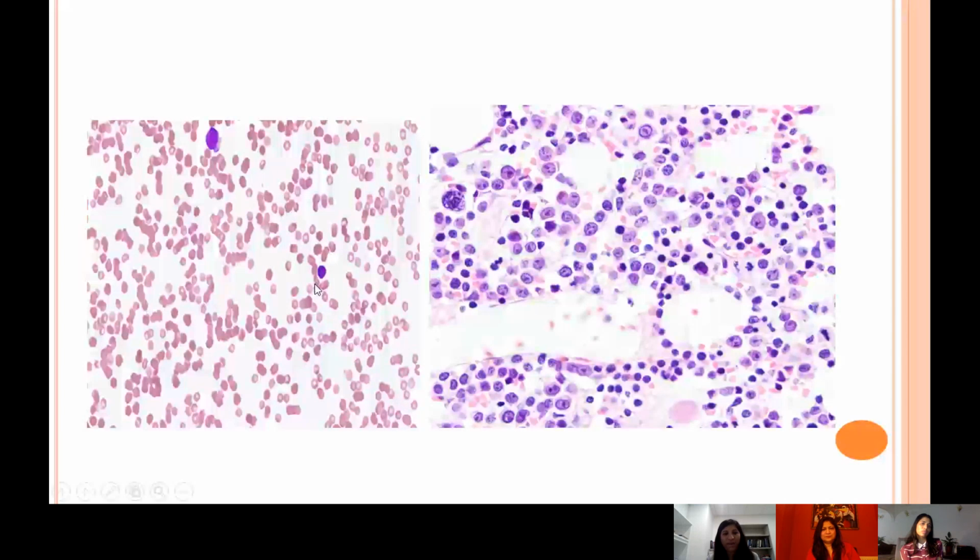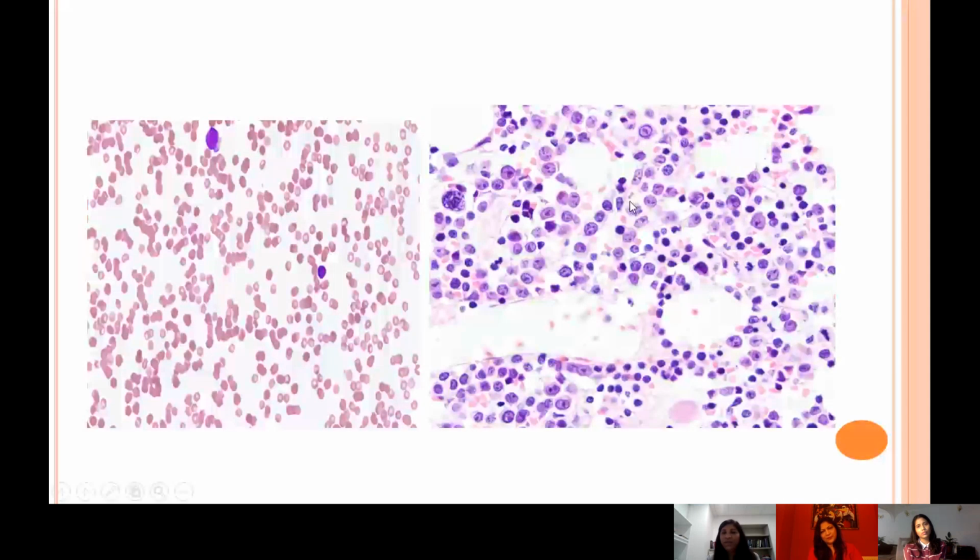This one is a mature lymphocyte. Size is almost similar to the RBC. On the top, you can see this cell is quite big. It has a high NC ratio. Nucleus is large, round, and also showing prominent nucleoli here. And this has a little bit bluish cytoplasm.